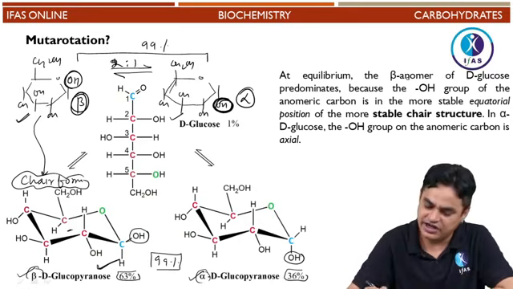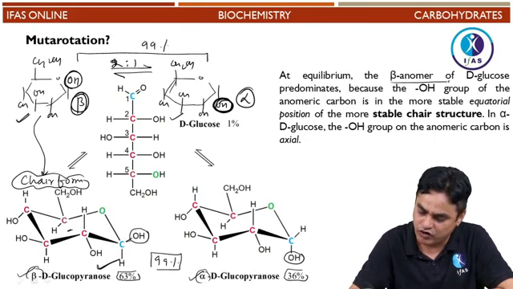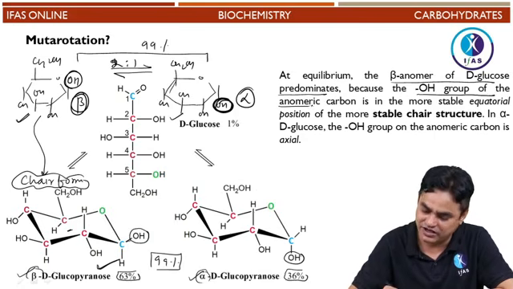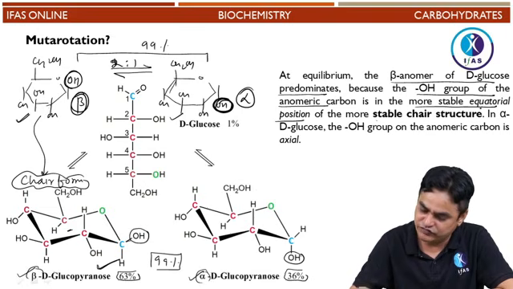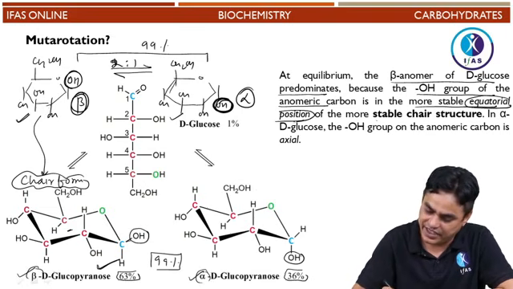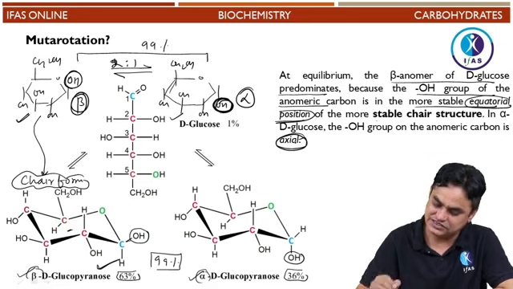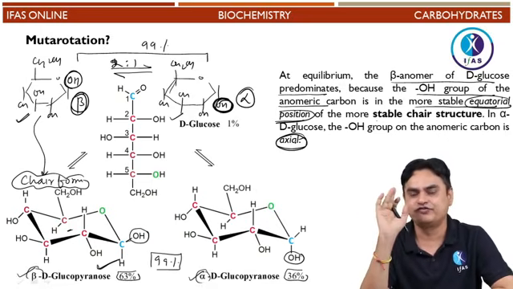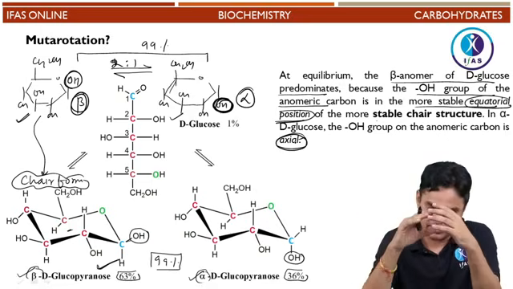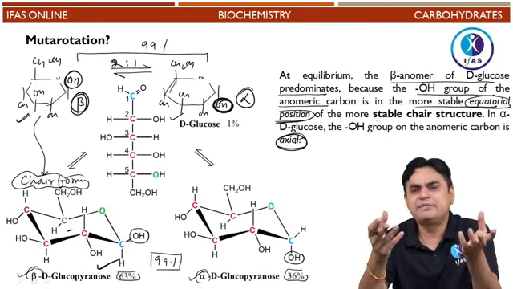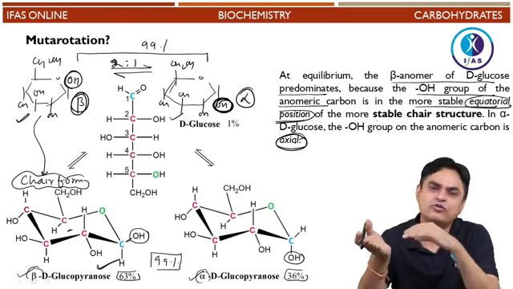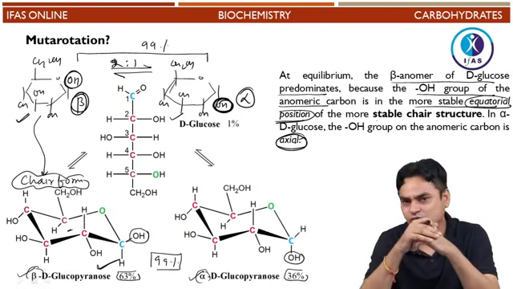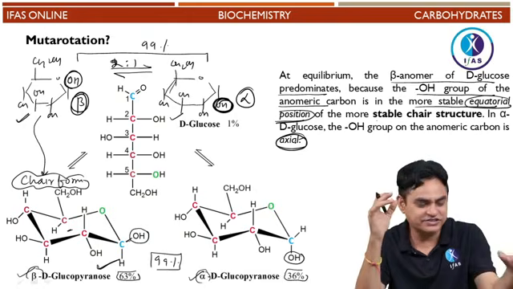Beta. So at equilibrium, we are saying that the beta anomer of D glucose is dominating. Why? Because the OH group of the anomeric carbon is more stable in the equatorial position, as compared to the axial position which is seen in the alpha anomeric form. So if you put 100% alpha D glucose, it will also convert to beta D glucose, or if you put 100% beta D glucose, some proportion of it will convert to alpha D glucose. This process is referred to as mutarotation.